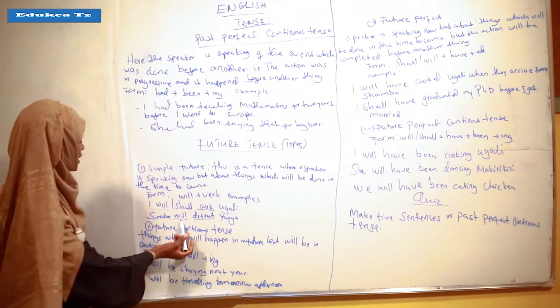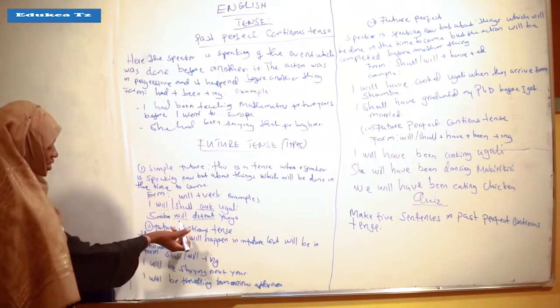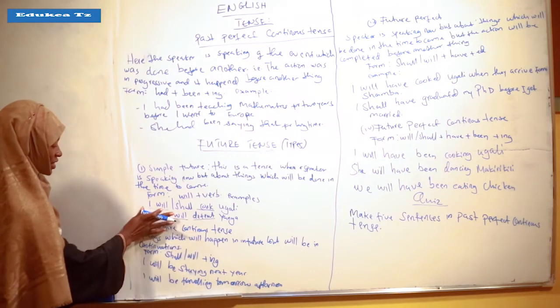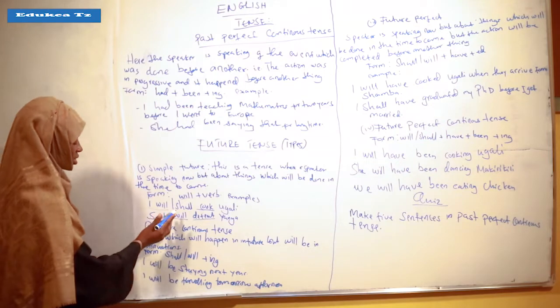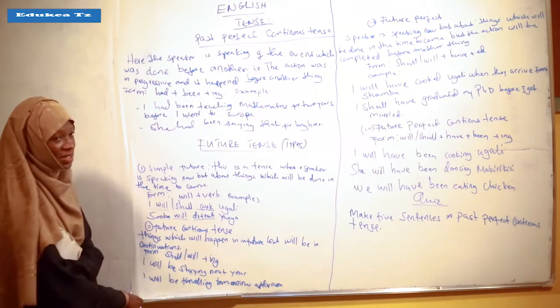Based on Simba will defeat Yanga, we don't use shall here because Simba is the third person singular. You can't commit for another person, as I said before.